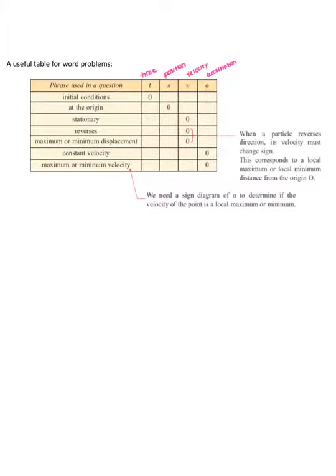Stationary. Stationary is when an object is at rest, right? So that's when your velocity is 0. And then you have when your object reverses. So this is a little bit tricky to understand here. We understand that when we're stationary, our velocity is 0, right? But why is it that when we talk about an object reversing, the velocity is 0?